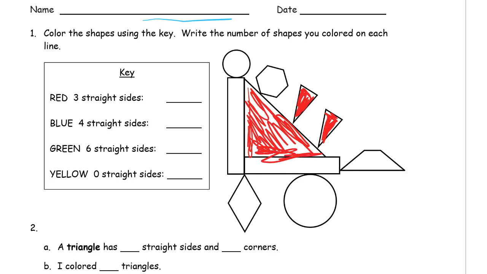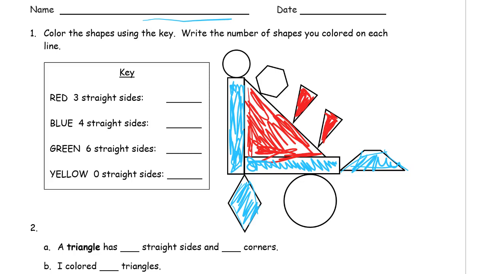All right, and if it has four straight sides, I'm going to color it blue. This guy here. Four straight sides. Four straight sides doesn't have to be a box either. It just has to have four straight sides. Like this one. One, two, three, four. That's four straight sides. And this guy here. One, two, three, four. That's four straight sides. And then the others are either round or have more than four.